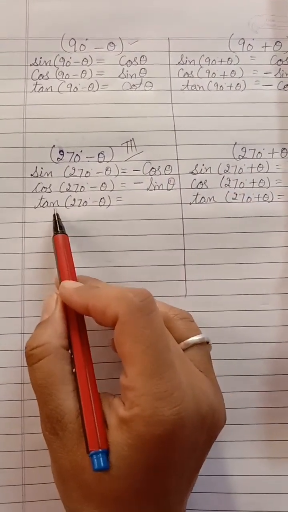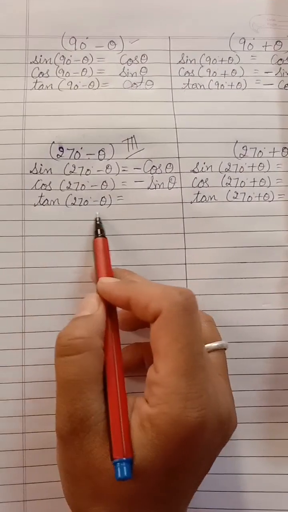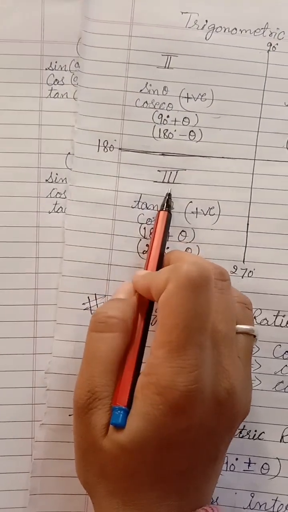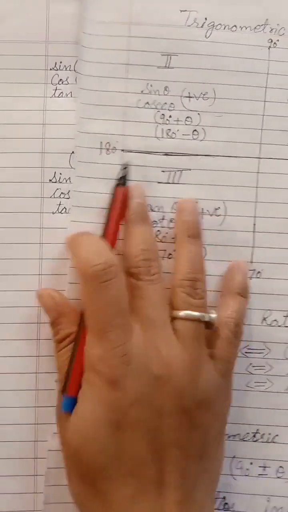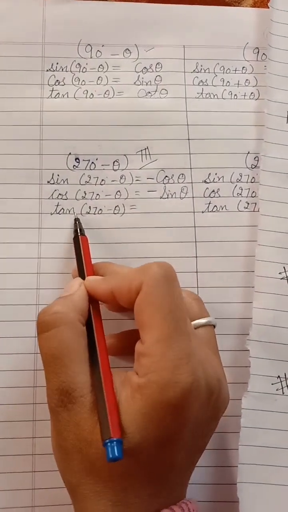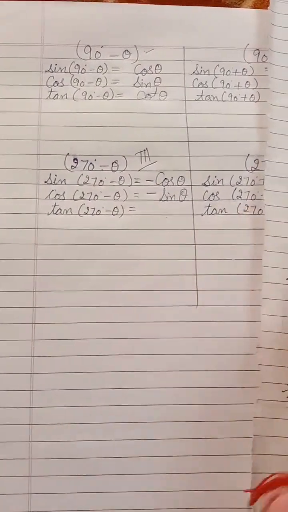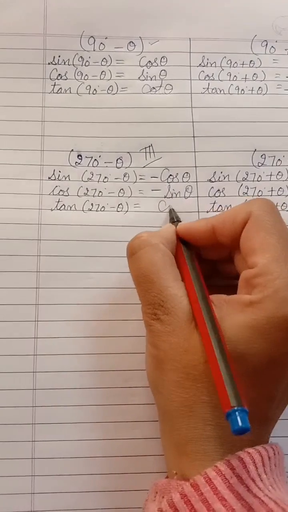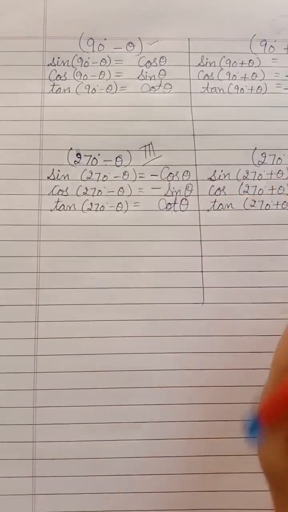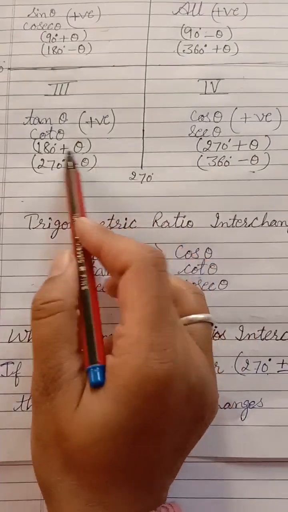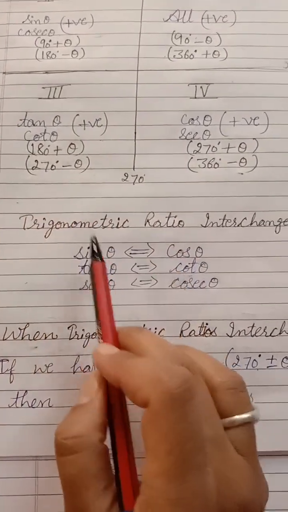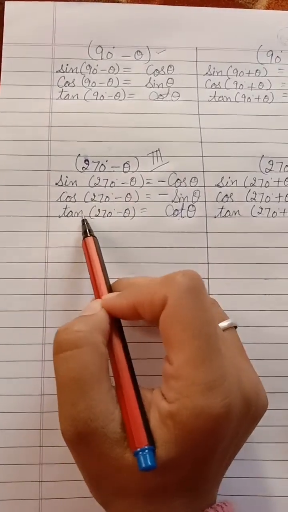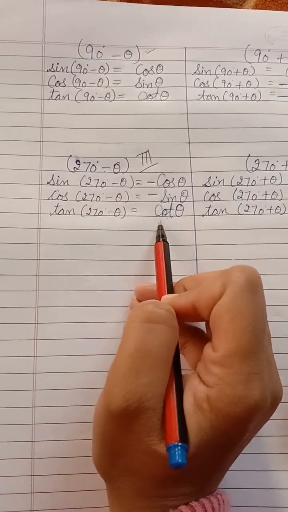Now let us discuss tan(270 minus theta). Again, the 270 minus theta angle will be considered in the third quadrant, and in the third quadrant tan theta will be positive. So here we have tan theta. It means tan will be positive in the third quadrant and tan will convert into cot theta. Why? Because we have angle 270 minus theta. So the value of tan(270 minus theta) will be positive cot theta.